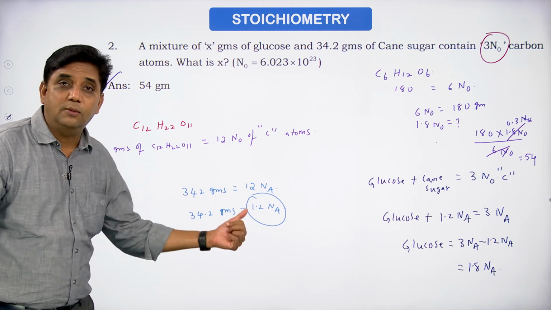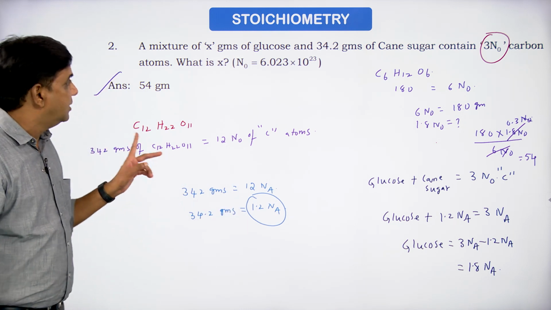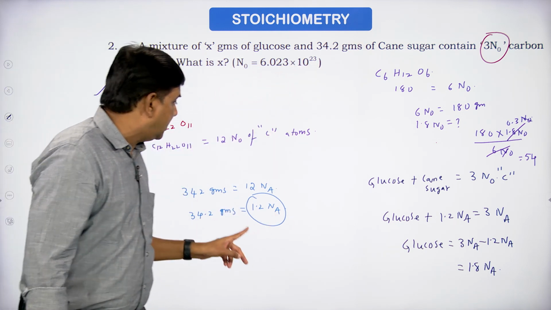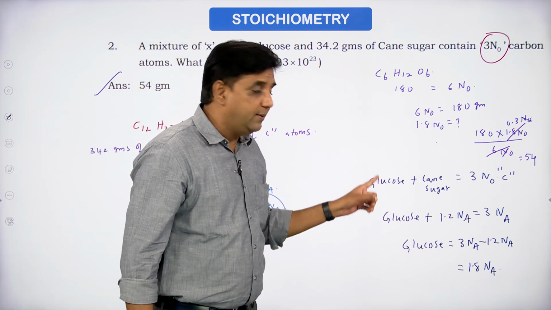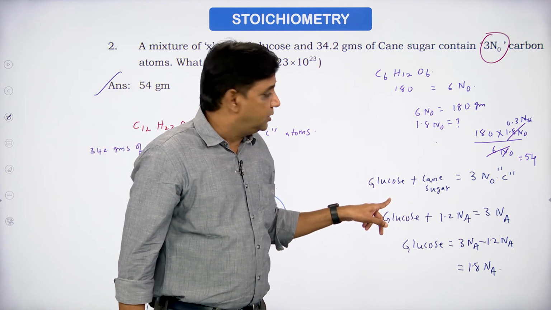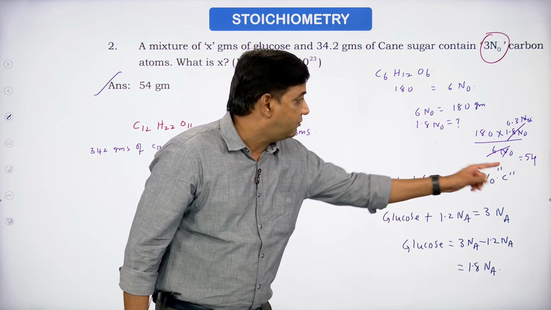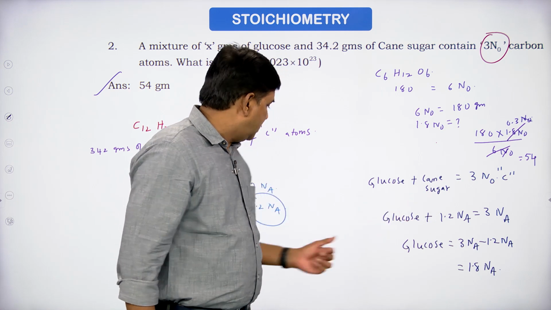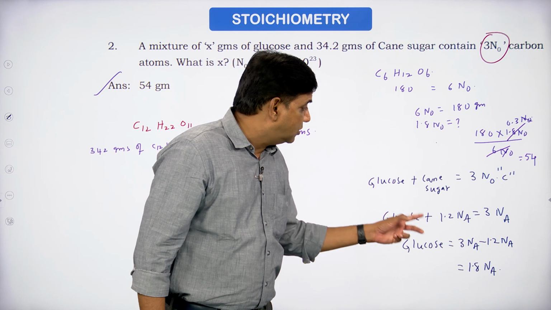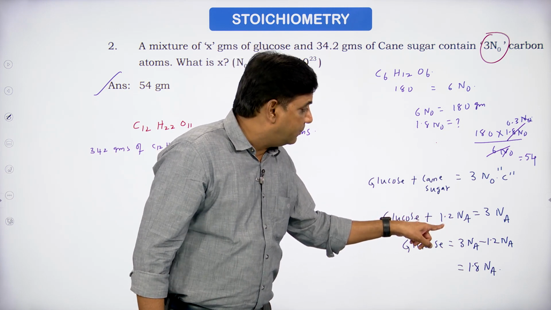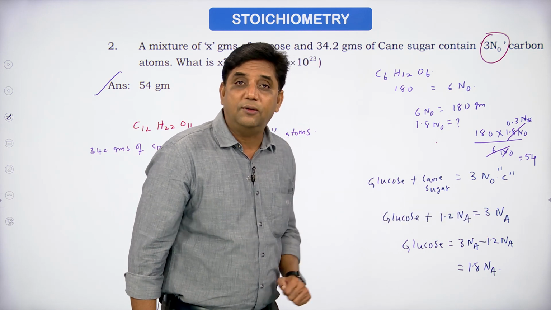34.2 grams contains how much? 1.2 moles of carbon atoms. So, 34.2 grams of cane sugar contains 1.2 moles of carbon atoms. And in the problem it is given that number of carbon atoms in glucose plus number of carbon atoms in cane sugar is equal to 3 moles of carbon atoms. In cane sugar we have found 1.2, so the carbon atoms in glucose plus 1.2 moles in cane sugar is equal to 3 moles.